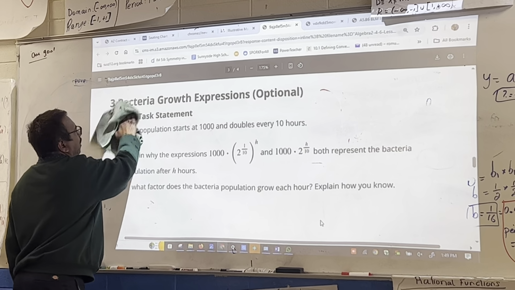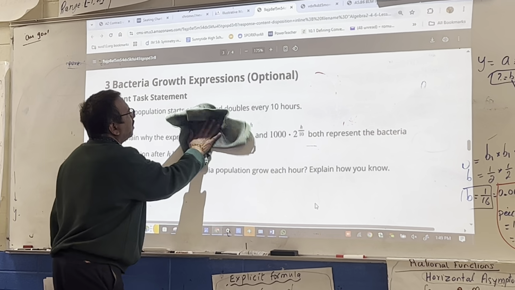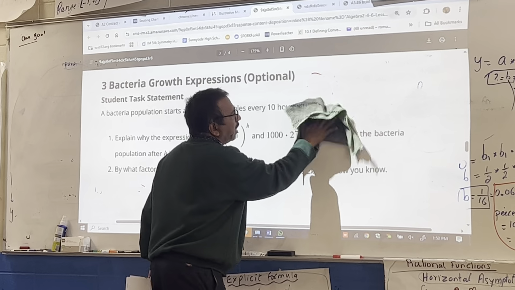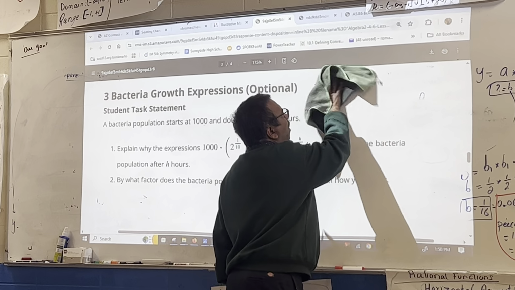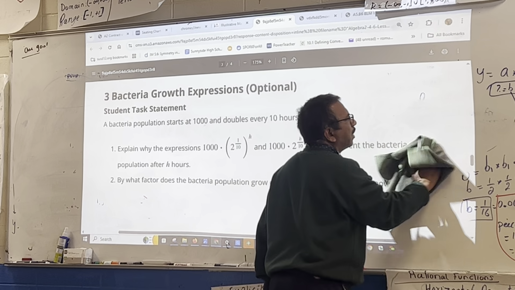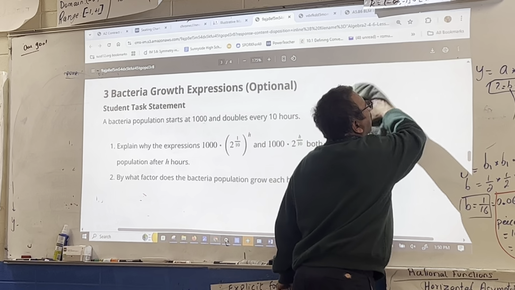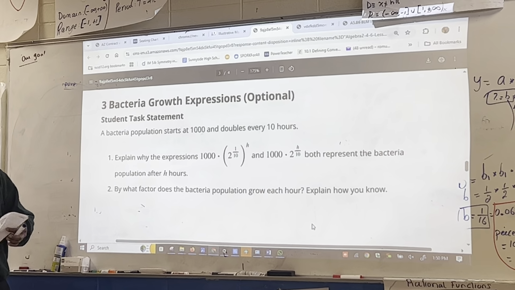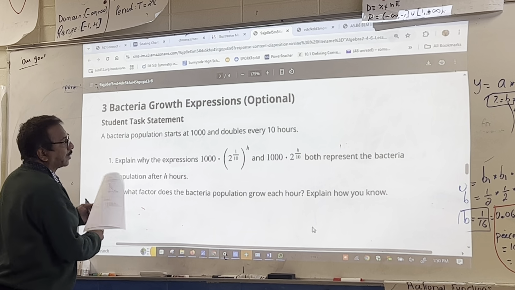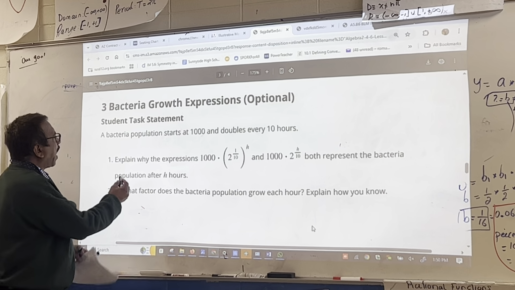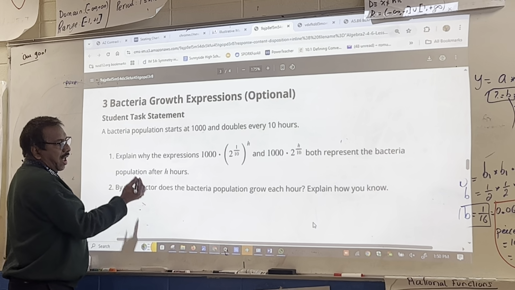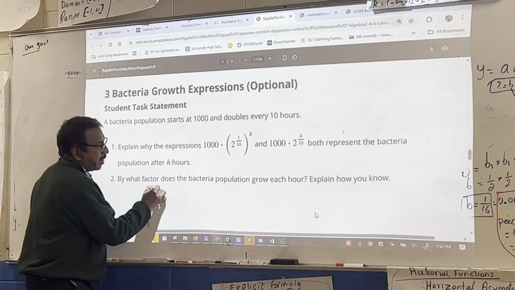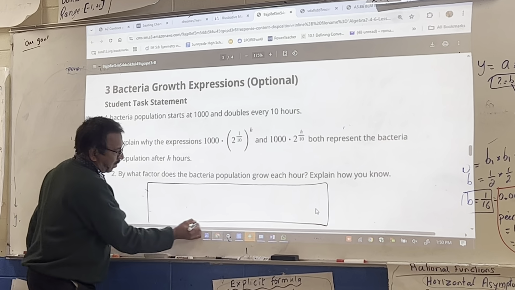Watch. There's a bacteria population and it starts at 1,000 in the beginning. Initially, there is a bacteria population. Biologists are working on research on the number of bacteria growing. Now I want you to make a quick table. Everybody make a table so that we really understand what's going on.